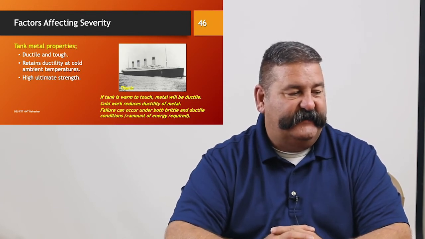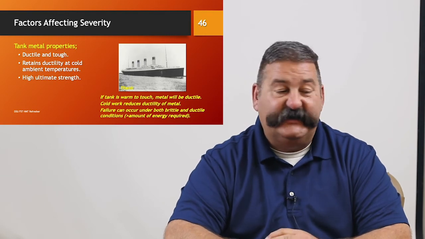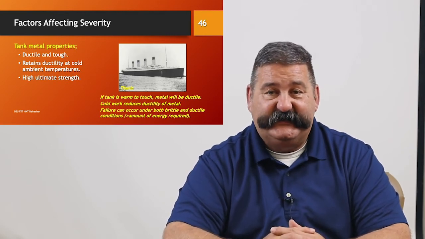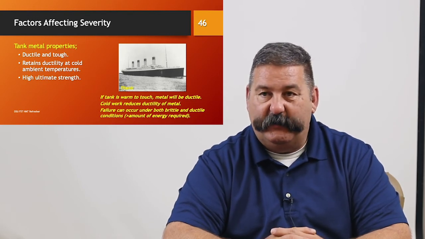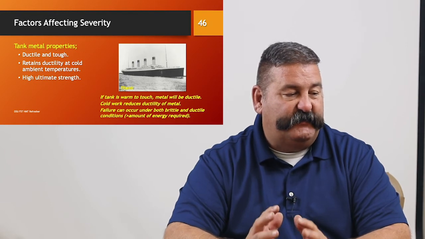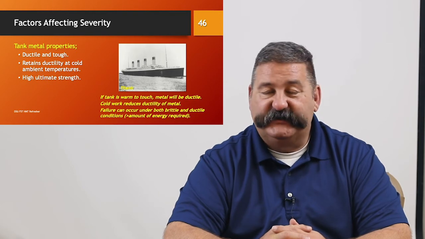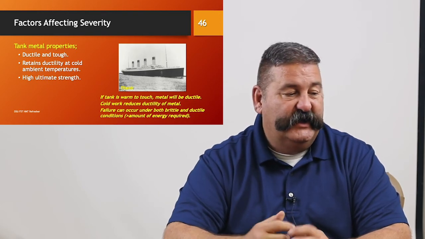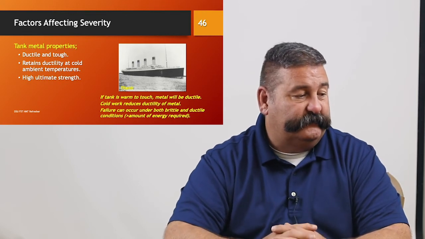Remember the Titanic. When we talk about it, what were some of the factors that caused it to sink? Obviously this thing had scores, dents, and gouges, and it also was punctured one way or another. If the tank is warm to the touch, metal will be ductile. Cold work reduces the ductility of the metal. So in other words, the colder it is, the not nearly as pliable it is. It can be brittle.